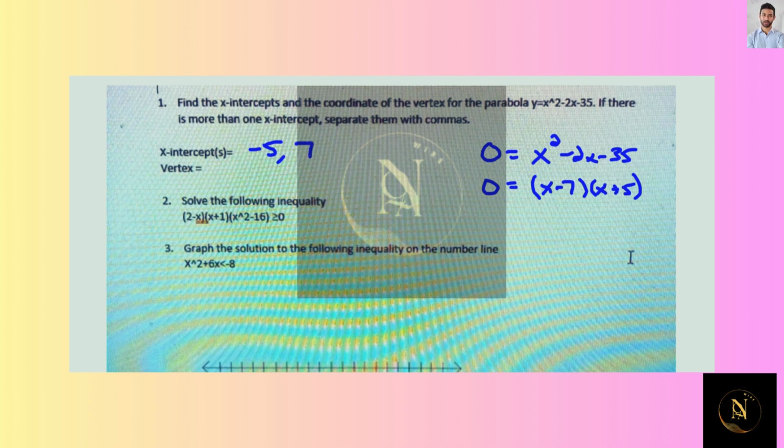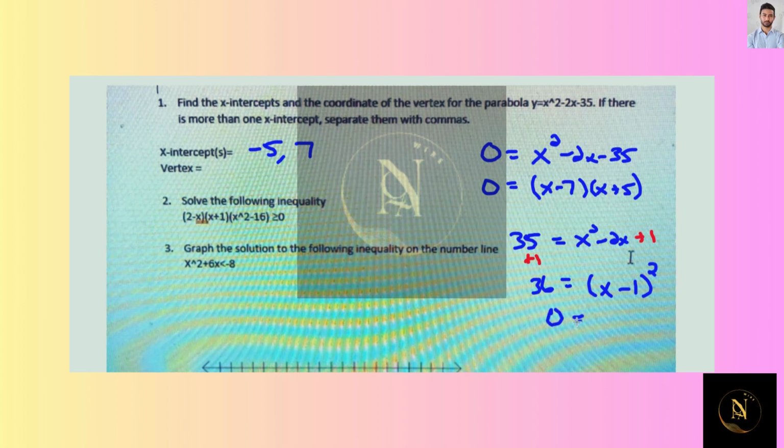The vertex can be found in a variety of ways. One way would be to complete the square. And so if we have 35 equals x squared minus 2x, we can complete the square with the x's and add half of negative 2, which is negative 1, squared is 1, to both sides. And then we get 36 equals a perfect square trinomial, x minus 1 squared.